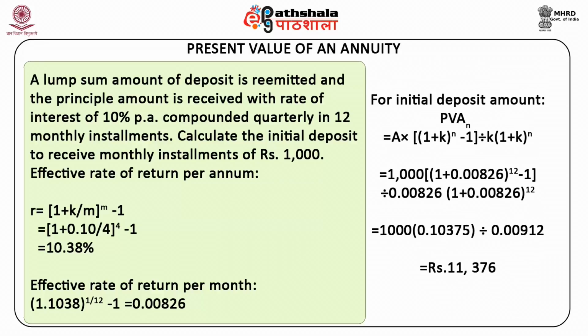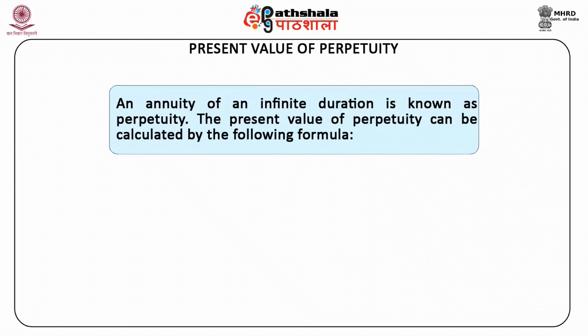So for the initial deposit amount, PVAN is equal to A into [(1 plus K) raised to power n minus 1] divided by [K multiplied by (1 plus K) raised to power n]. Putting the figures in this equation, you get 11,376. An annuity of an infinite duration is known as perpetuity. The present value of perpetuity can be calculated by the following formula.